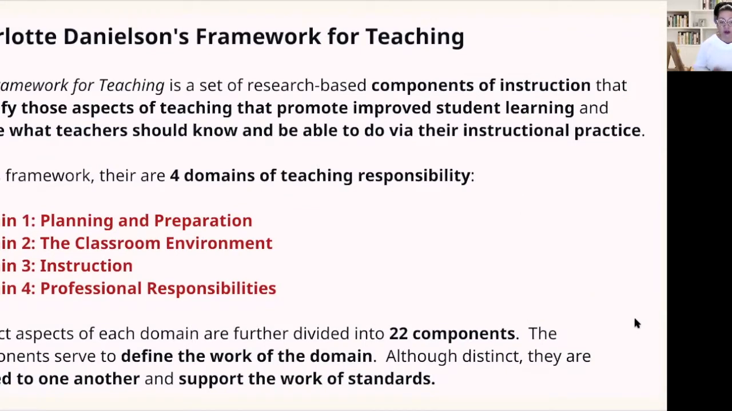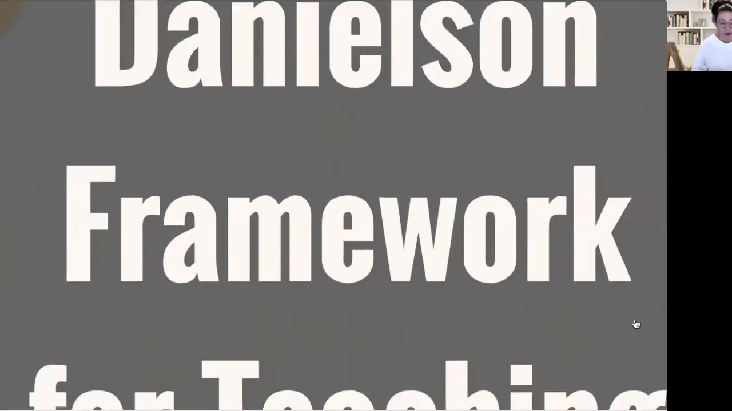In the framework, there are 4 domains of teaching responsibility. They are domain 1, planning and preparation, domain 2, the classroom environment, domain 3, instruction, and domain 4, professional responsibilities. There are distinct aspects of each domain, and they then are further divided into 22 components. The components serve to define the work of the domain. And though they're distinct, they are related to one another, and they do support the work of the standards, so you will find direct relationships across the domains.